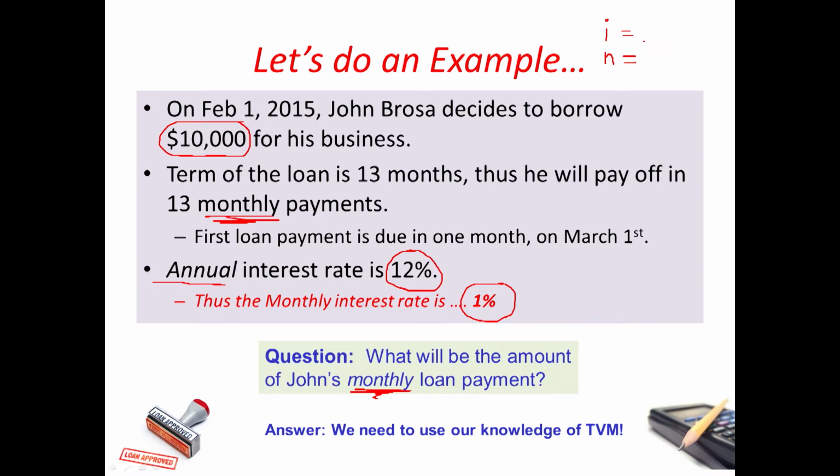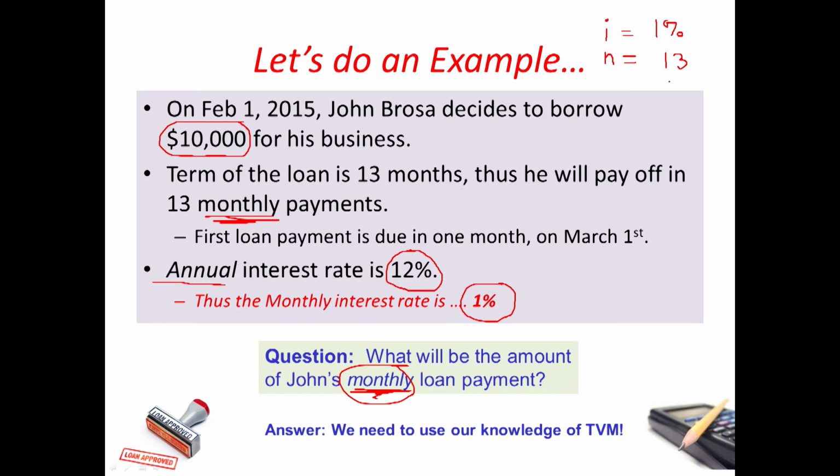What is the I that we're going to use? It's 1% because I'm asking about his monthly loan payment. So the interest rate is 1% per month. Okay? What does N equal? 13, because he's going to pay it off over 13 months. Is that correct? Okay, pretty easy how you solve for this loan payment.